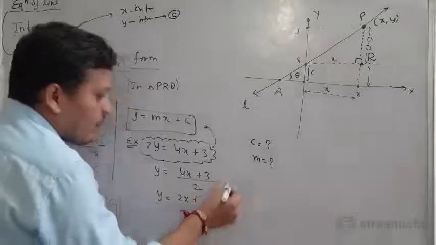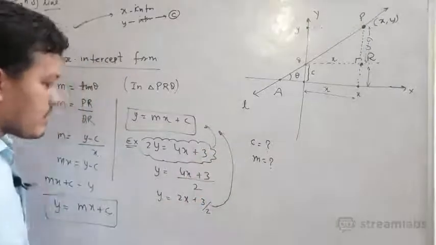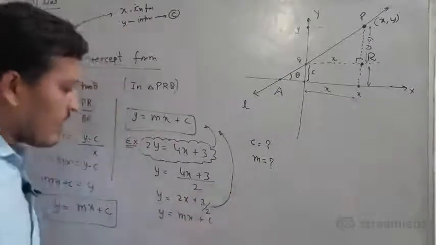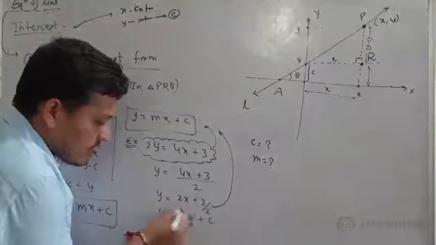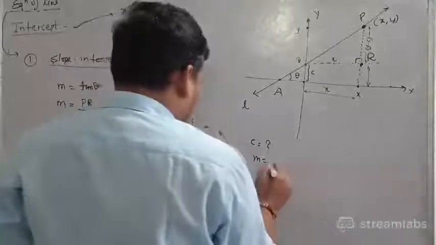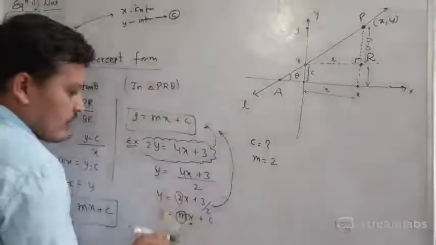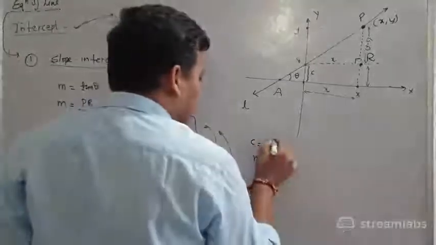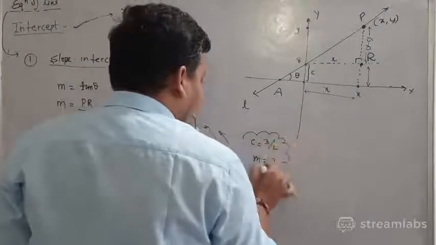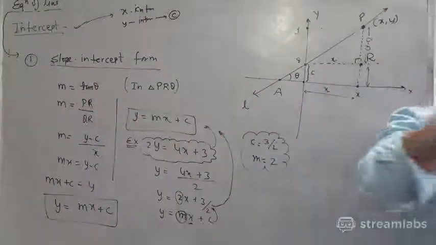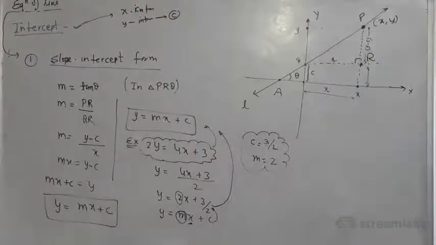Now compare this form with y is equal to mx plus c. Tell me, what is the coefficient of x here? The coefficient of x is m, and here the coefficient of x is 2. So the value of m is equal to 2, and in the place of c, 3/2 is coming. So the y intercept is 3/2. This is the way of solving questions that depend on y is equal to mx plus c. You can find this type of example in your board examination.